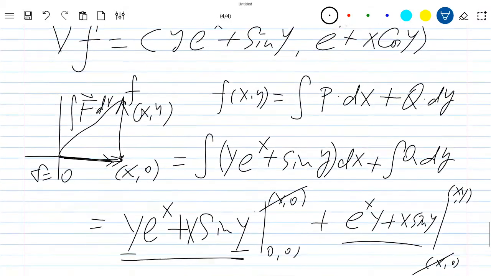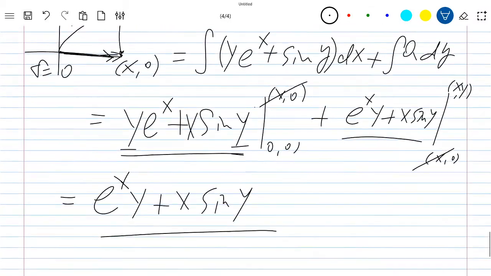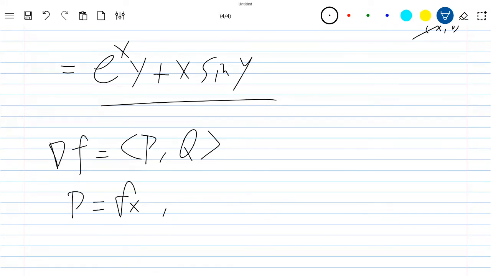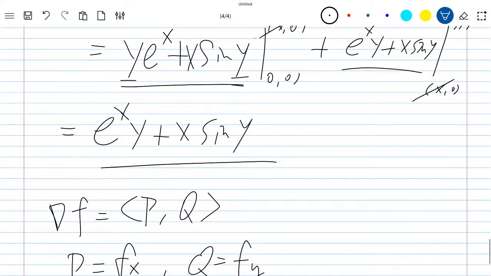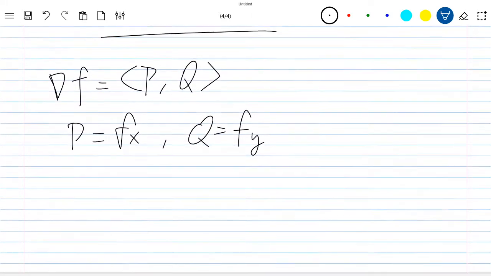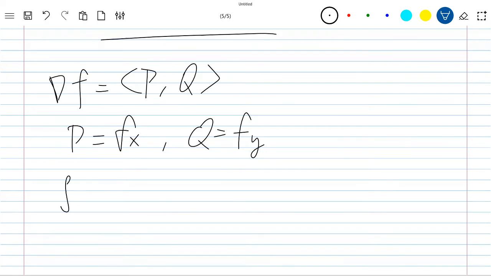And this procedure can be simplified a little bit further. Suppose you are given P and Q and you have verified the existence of F. Then you can just solve for it. Instead of constructing this first horizontal and then vertical path, we can just solve for F. F must be the integration of P along x.